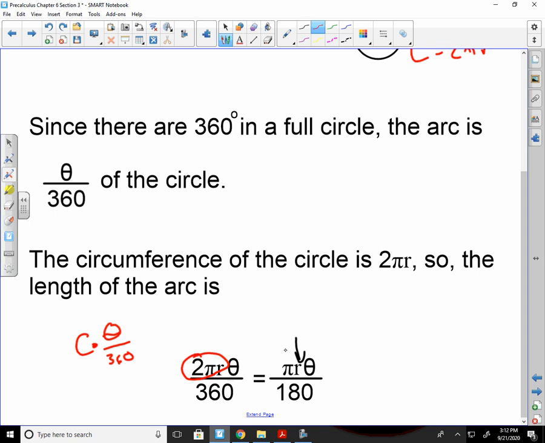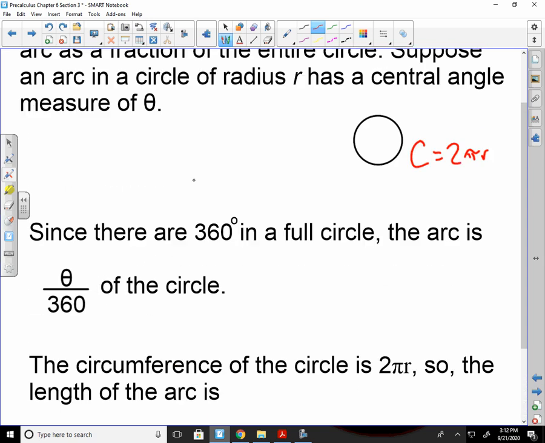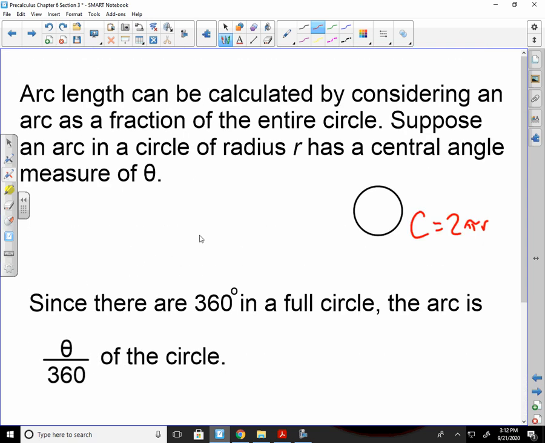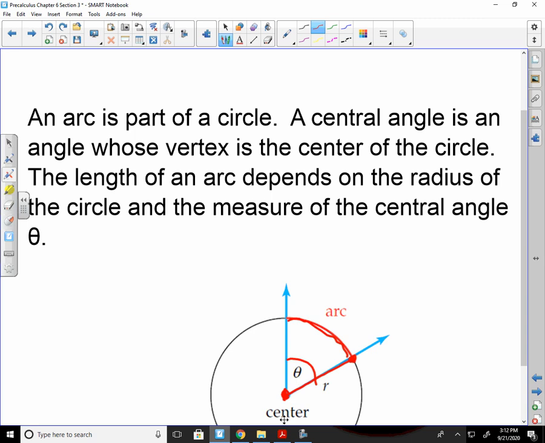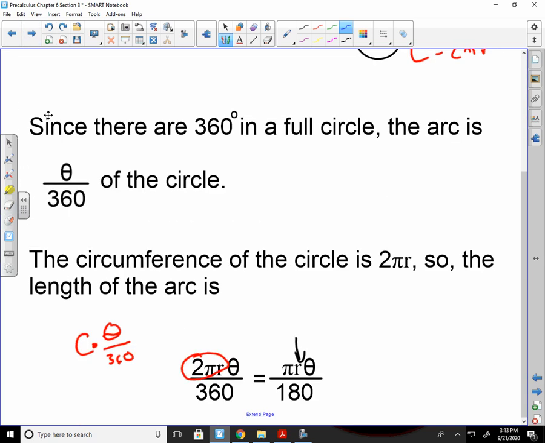So if I needed to find my arc length, that's all I would have to do. Put the radius in, or how long the side of the angle is, like here. This is my radius, going from the center to the edge of the circle. So I would need my radius and my theta, and just plug it into the formula.